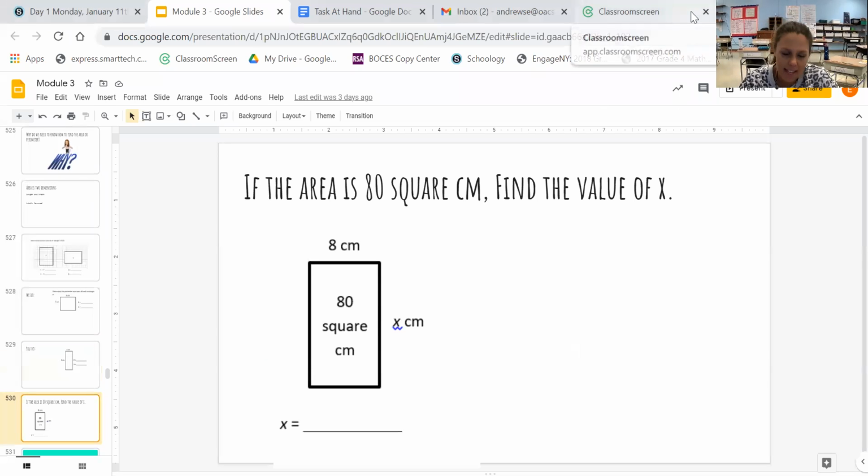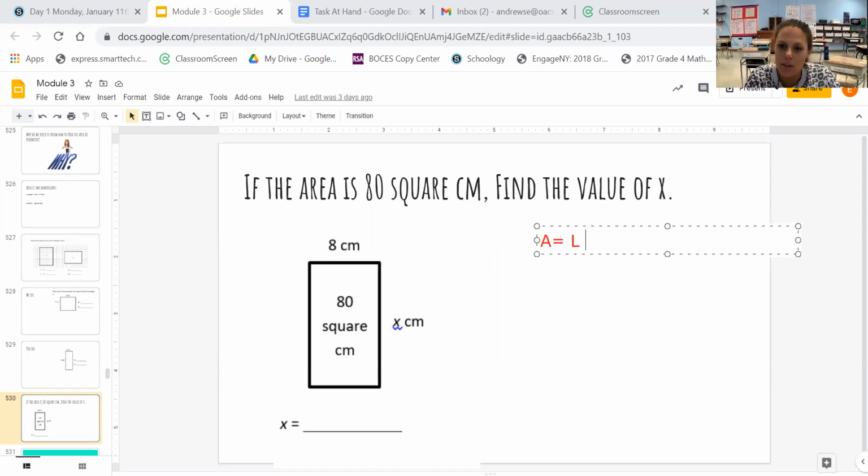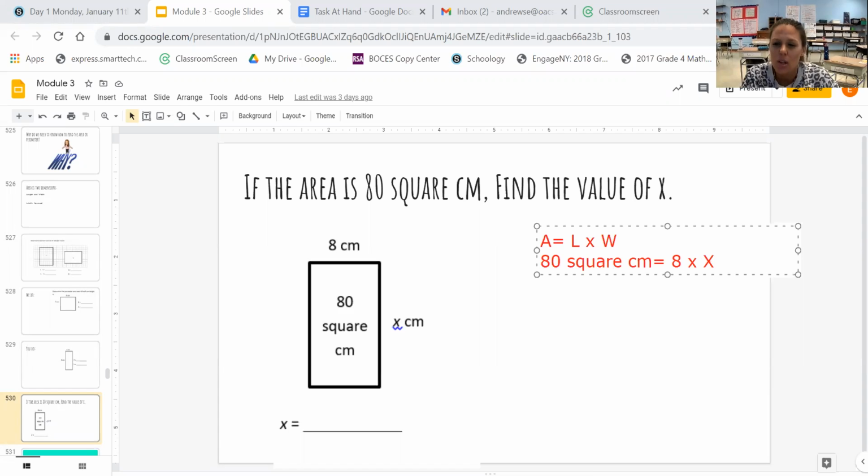So this one says, if the area is 80 square centimeters, find the value of x. So we already know this entire amount of space here is 80 centimeters. I'm just going to share what I know. So I know area is length times width. But in this case, I know the area is 80 square centimeters. I know the length is 8 times, and we're calling it x because we don't know the width. So I'm trying to figure out something times 8 that equals 80.